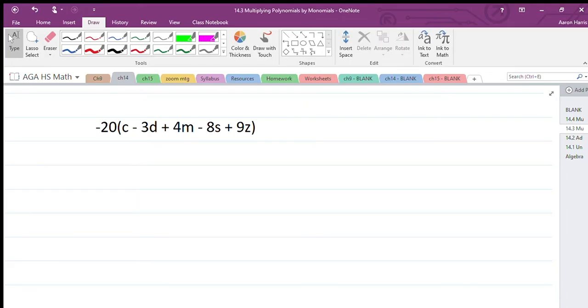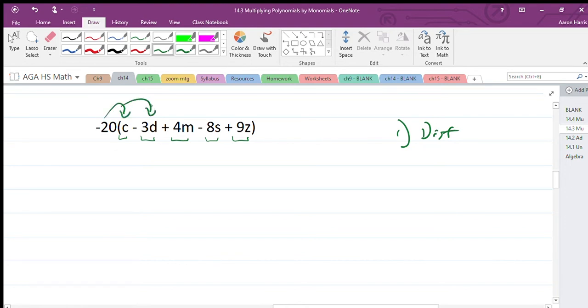Okay, so our second example now. I have a different kind of polynomial. How many terms do I have? I have 1, 2, 3, 4, 5. Does that stop us from distributing in? No. So simplify slash combine like terms. What am I going to do? I'm going to distribute. What am I distributing? A negative 20 into each of these terms. So how many problems do I have? I have 1, 2, 3, 4, 5.